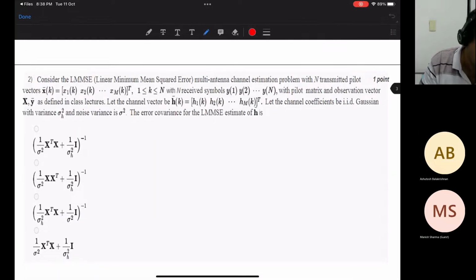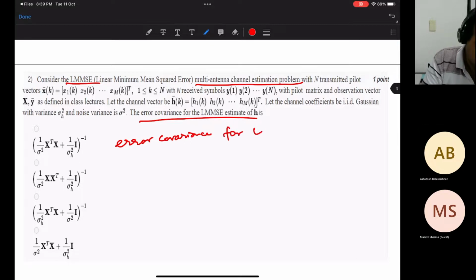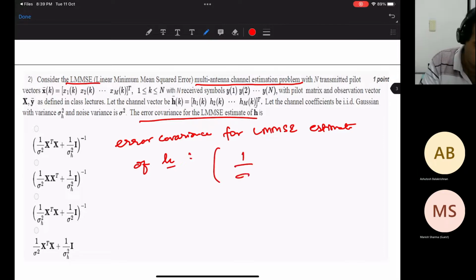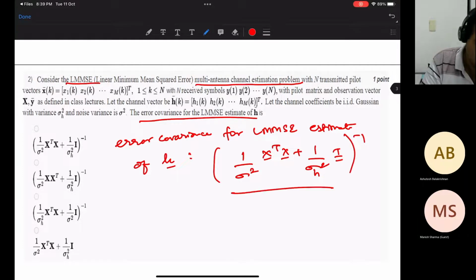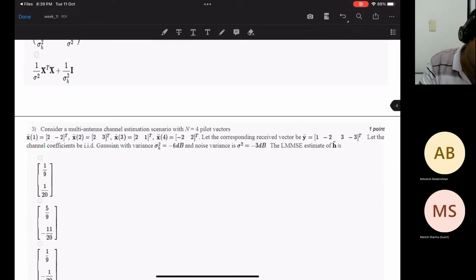Question 2. Again, we need to look at the LMMSE for a multi-antenna channel estimation problem, and we have been asked what is the error covariance of the LMMSE estimate of H. It has been derived in the lectures: 1 by sigma square x transpose x plus 1 by sigma h square I. So this is option A, directly from the lectures.